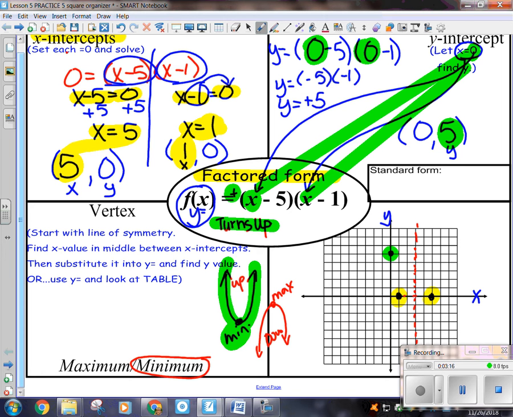Falls at 3. So basically, you could find the middle by 1 plus 5, 6, and cut that in half. That's actually how you find a midpoint. So we're trying to find the midpoint between 1 and 5, so we know it's 3. Basically, you just drew the line. If I folded my paper across that line, the left side of my parabola and the right side of my parabola would match.